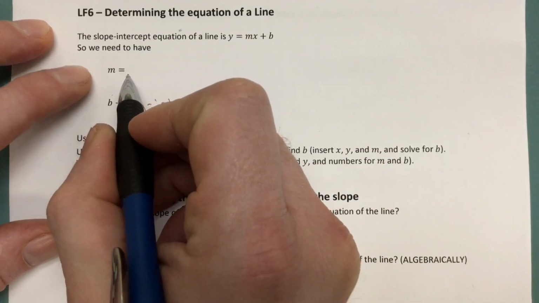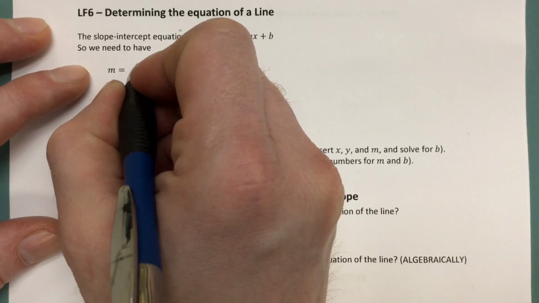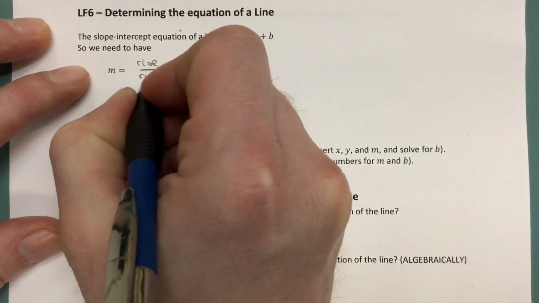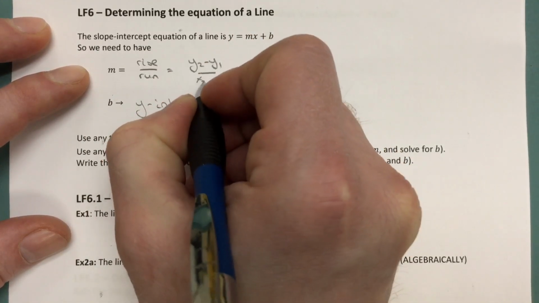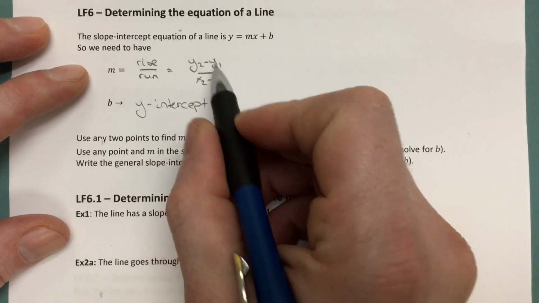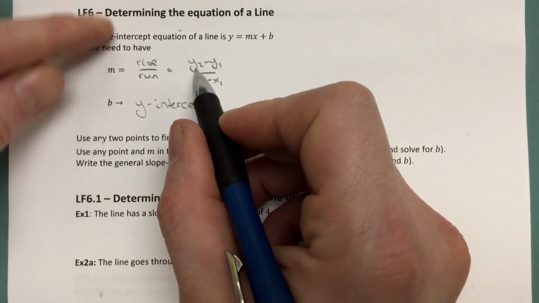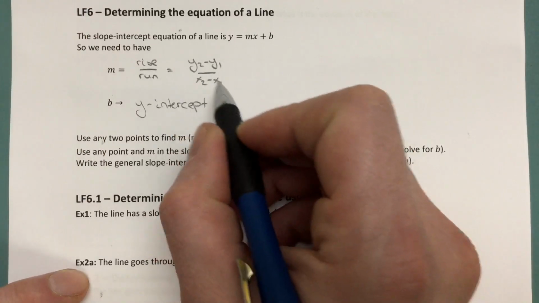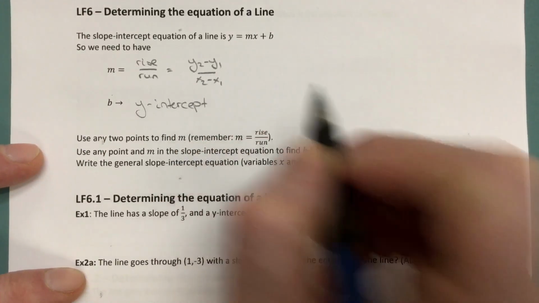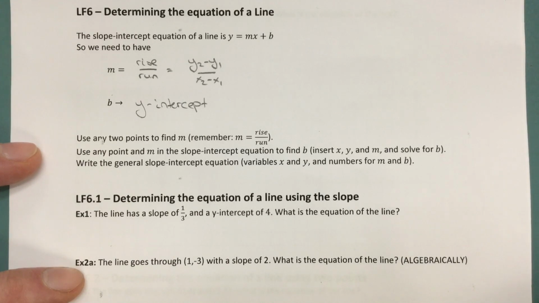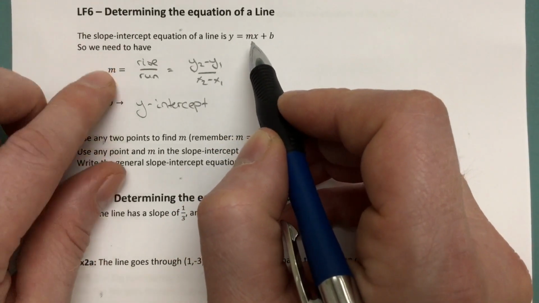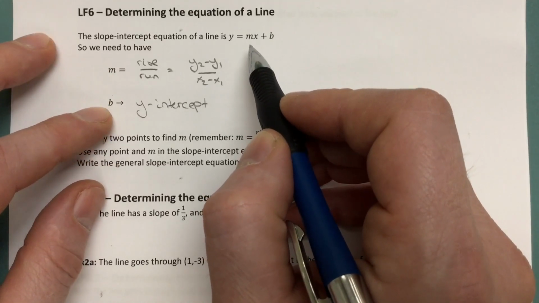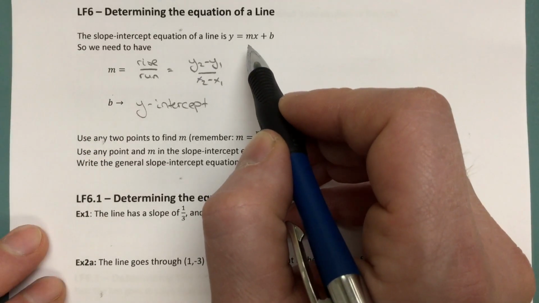The slope is equal to the rise divided by the run, which is equal to the change in your y value, the vertical change, divided by the change in the x value, the horizontal change. So to be able to then write a linear function, all we need to do is figure out the slope and know what the y-intercept is. And we've done some of these before.